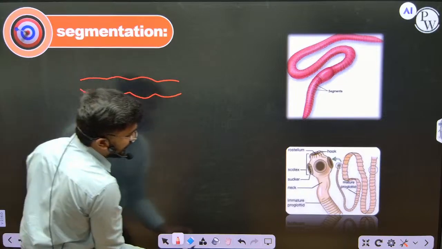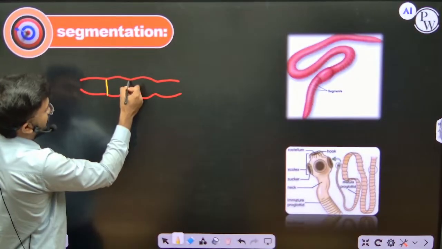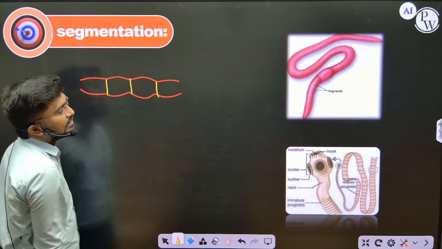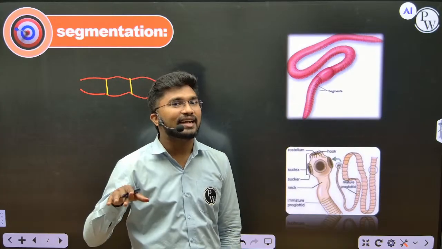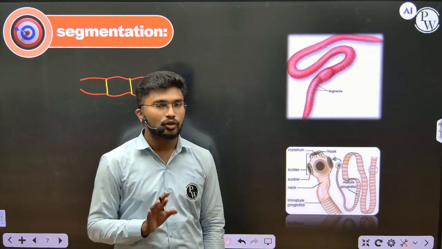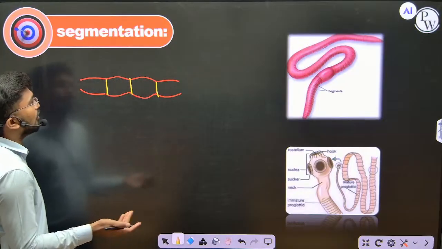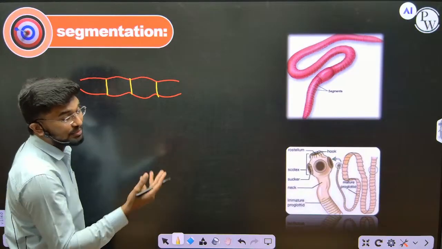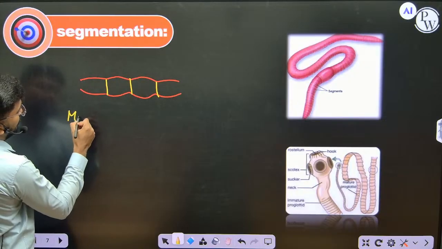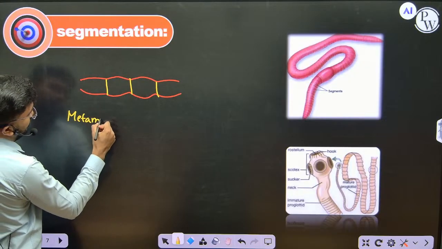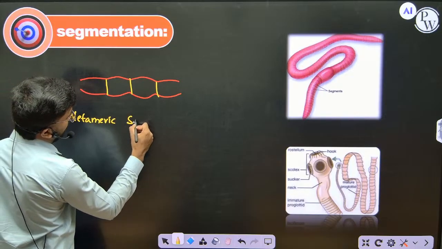If you take a section of an earthworm, internally also segments are present. If any animal has segments both externally as well as internally, what type of segmentation is it exhibiting? That is called metameric segmentation.